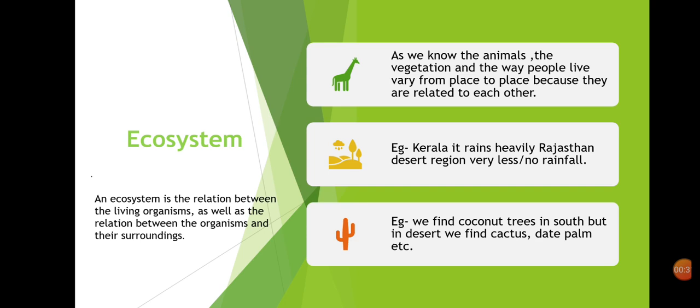An ecosystem is the relation between the living organisms as well as the relation between the organisms and their surroundings. For example, as you know, the animals, vegetation and the way the people live vary from place to place. Now we all are in Nigdi or Pimpri Chinchwad area. But as you go far away to your villages or some other place, you find the surroundings change. And as the surroundings change, the trees and the animals that grow and live there also differ.